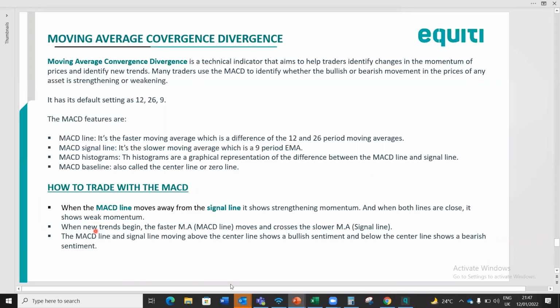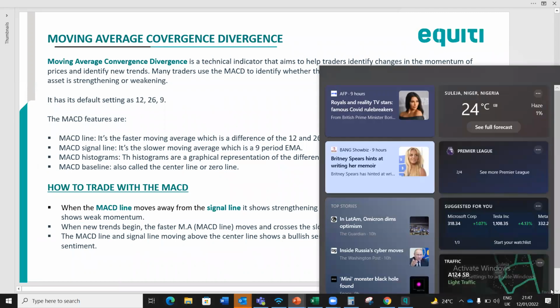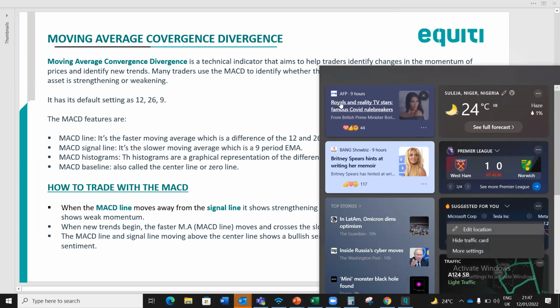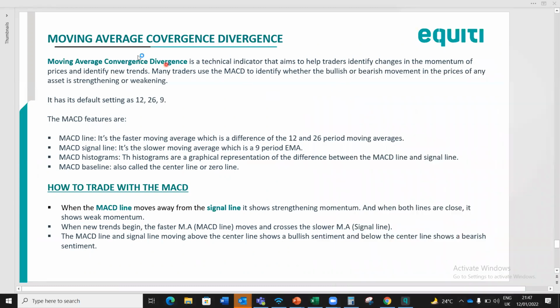Okay. So let's talk about the last one today. The moving average convergence and divergence. Now, the moving average convergence and divergence, popularly known as the MACD, is a technical indicator that aims to help traders.